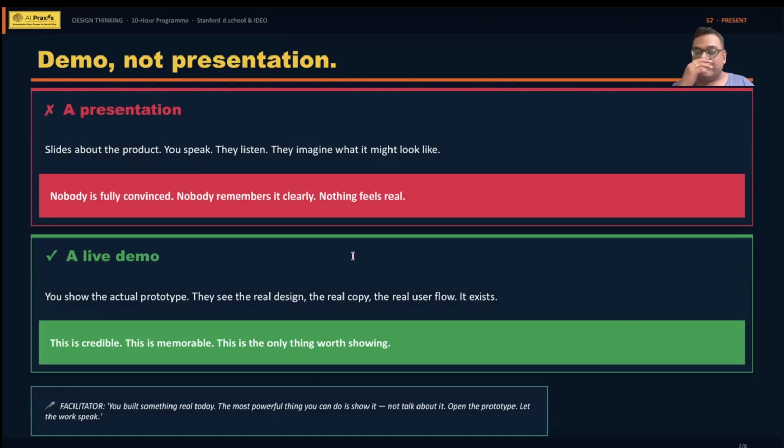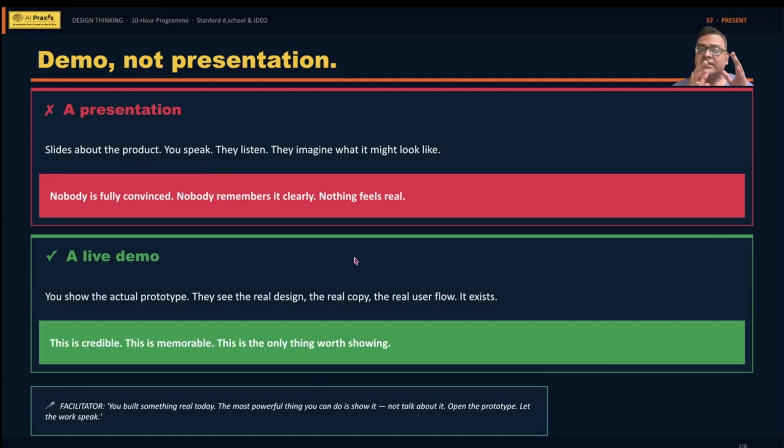When you give a live demo of a prototype, you show the actual prototype itself, and the audience sees the real design, the real copy, and the real user flow. And the result is that credibility comes from the existence of a testable thing. The audience remembers the product and not your pitch, and the questions become specific, such as what happens when the user does this exact thing, because there is something real in front of them that they can mentally interact with.